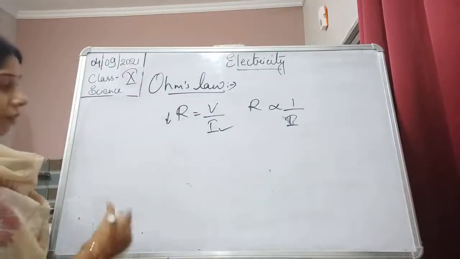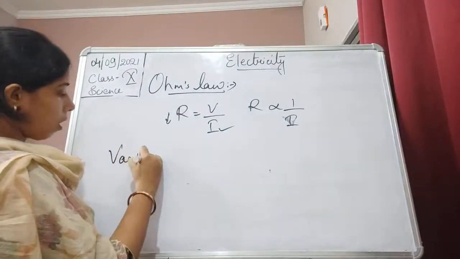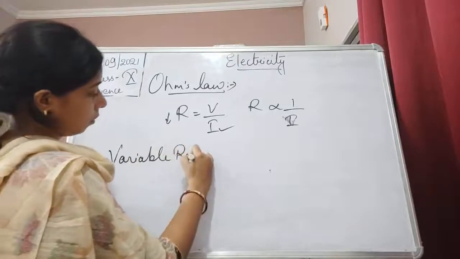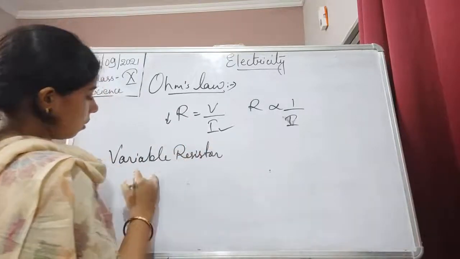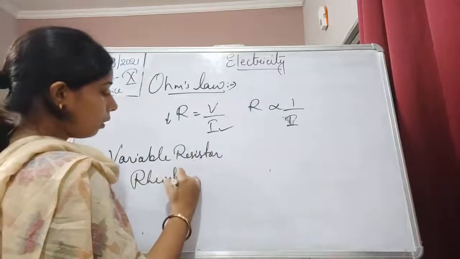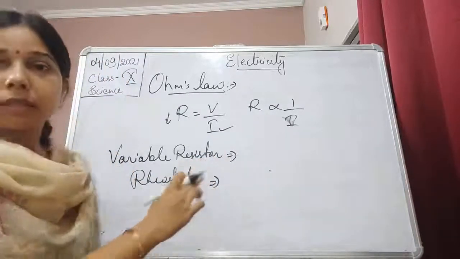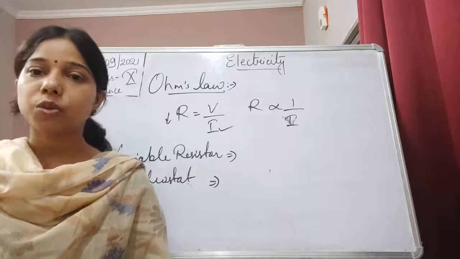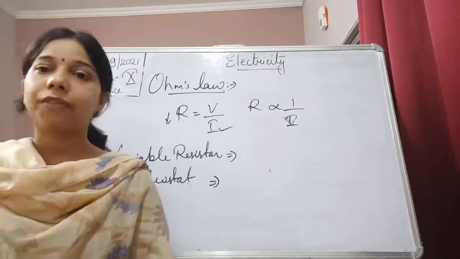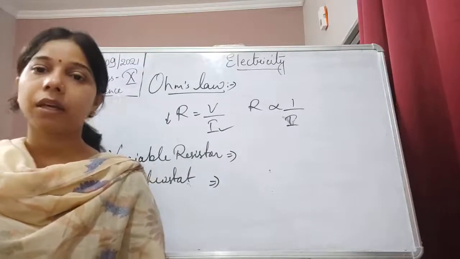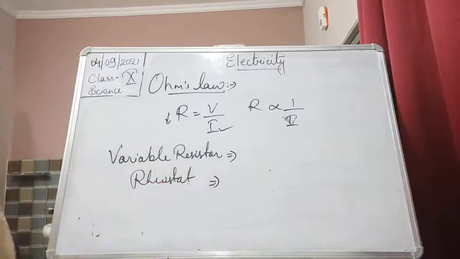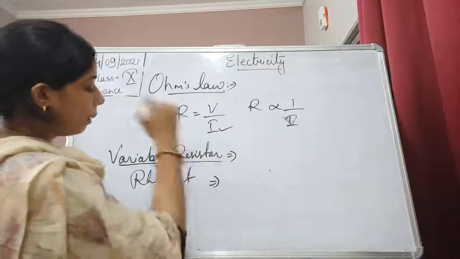So, variable resistor and rheostat. What are these two different things? A variable resistor is a device in which, without changing the voltage, we are able to change the current in order to find the resistance.